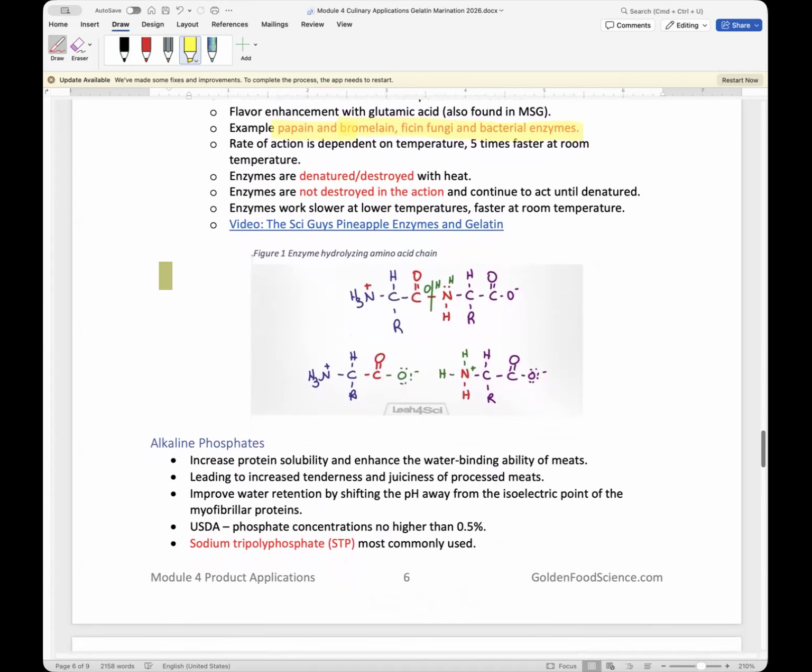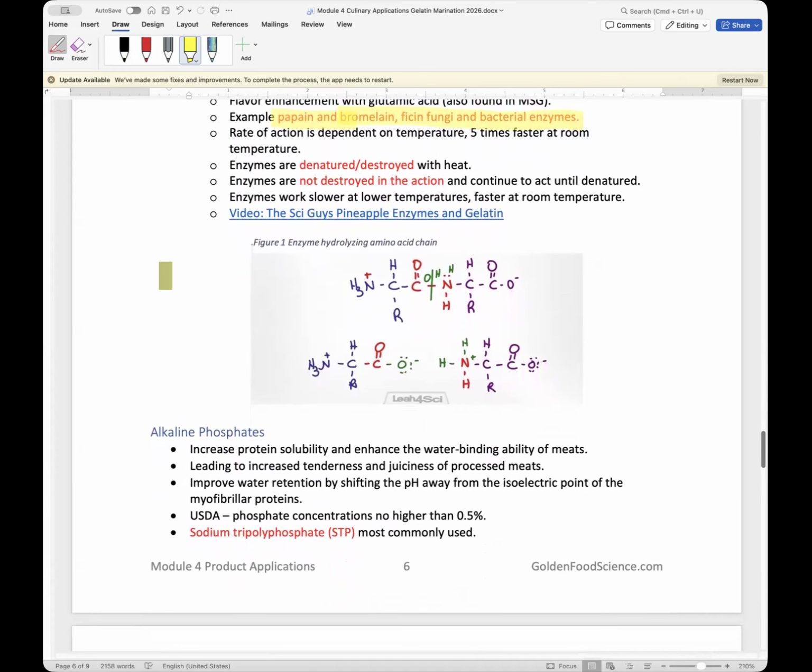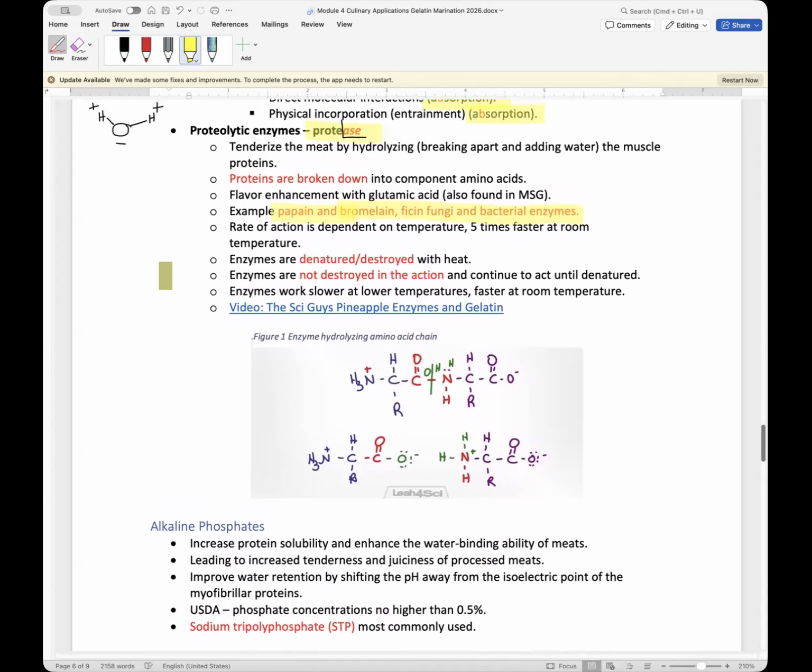So anyway, that's how enzymes work. The enzymes are going to go in there, and if we have these long amino acid chains, they're actually going to break the chain apart and add some water to it, so that they soften it.